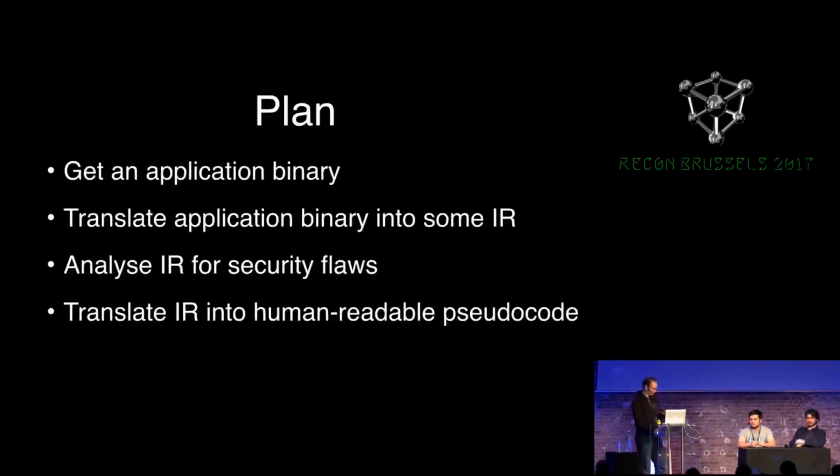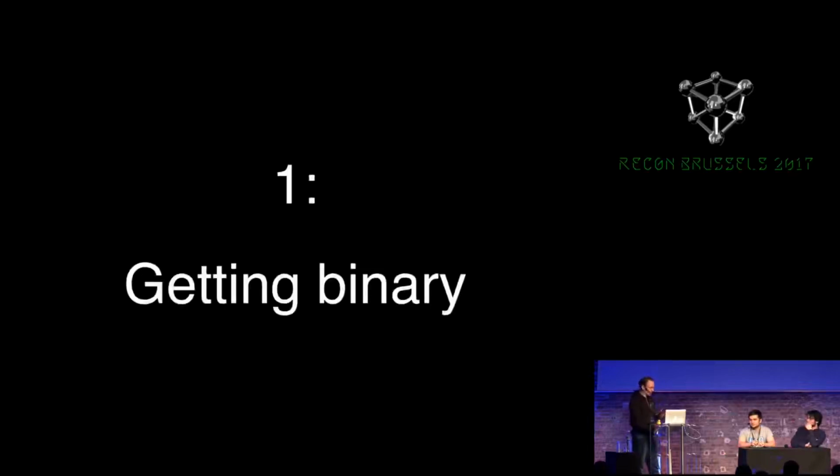So here's our plan. First, we would like to obtain an application binary. Then we'll translate this binary into some internal representation, analyze this representation for security flaws, and then translate it into human-readable pseudocode. This last step is important because we want to show each vulnerability in some human-readable context. Okay, and the first part is how to get a binary.